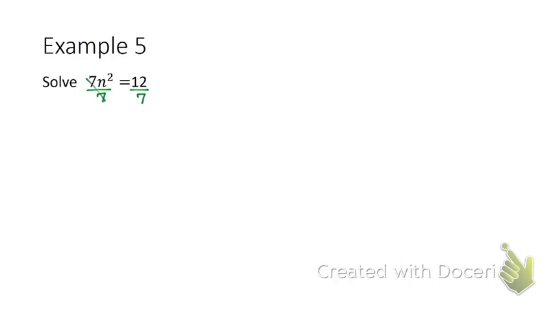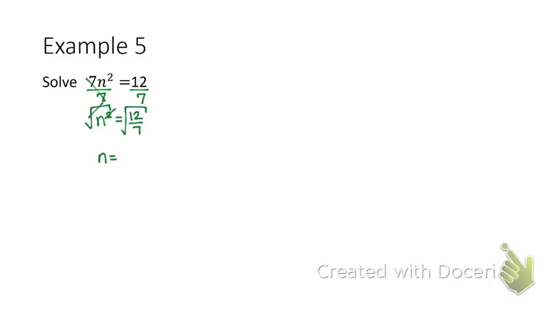And that is... So n squared equals, it doesn't divide evenly, does it? No, not at all. So we're going to leave it as 12 over 7. Oh, but you can do the square root of it. So how can we get rid of the square now? Square root it. Square root both sides. So n equals, because the square and the square root cancel.